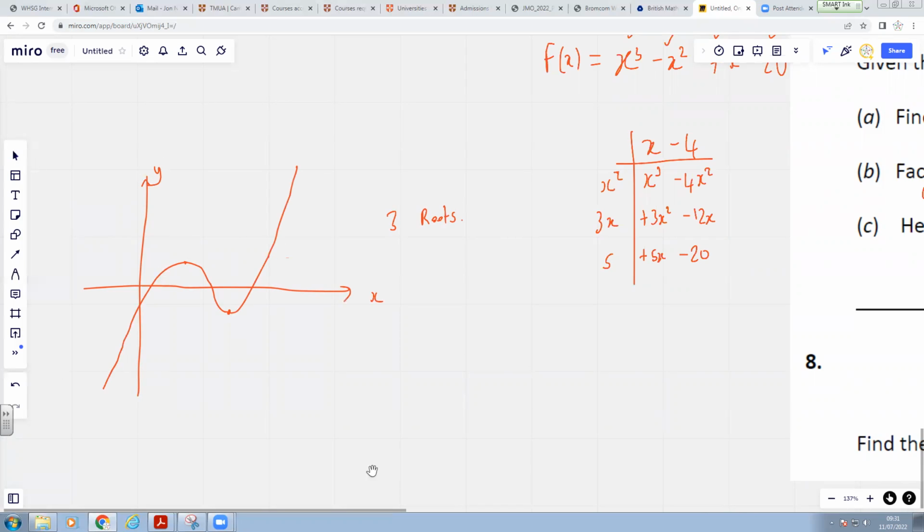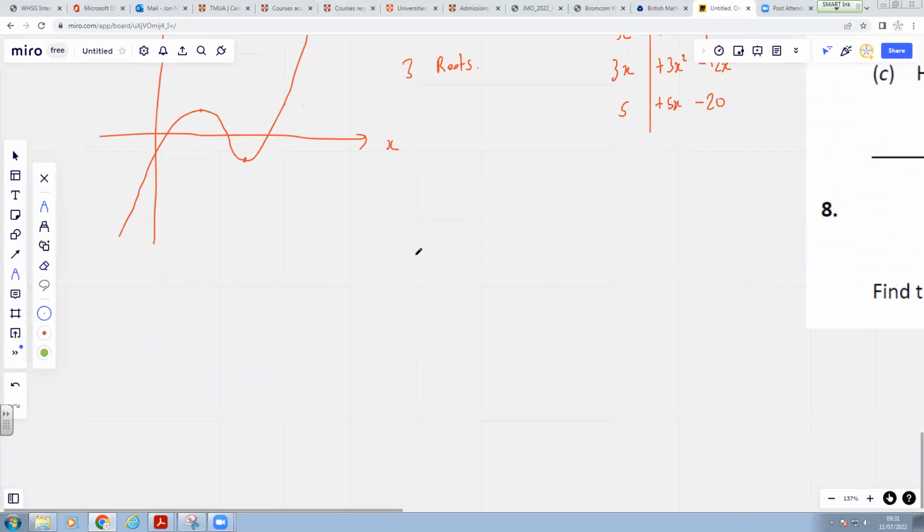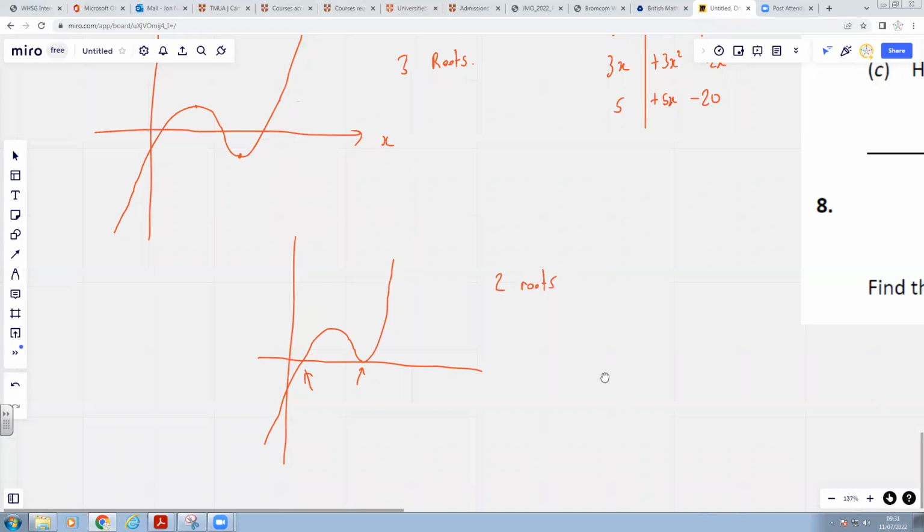It could have two distinct roots. Let's talk about distinct roots now, because roots can be repeated, which means they touch the x-axis. This has two distinct roots. It's got a root there and a root there where it just touches. Or it can have one root.